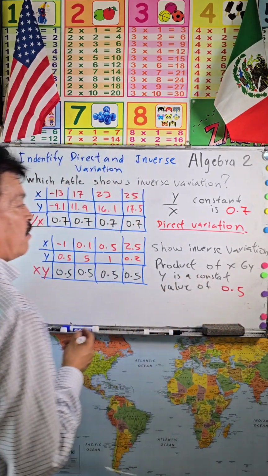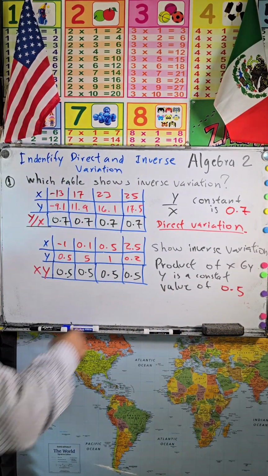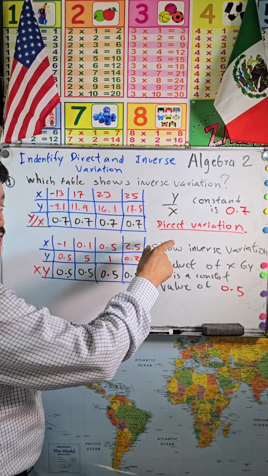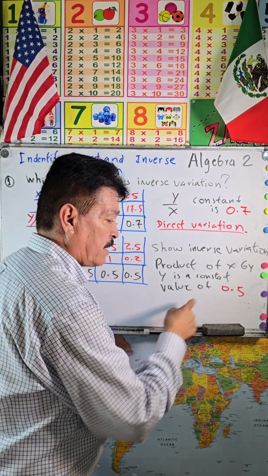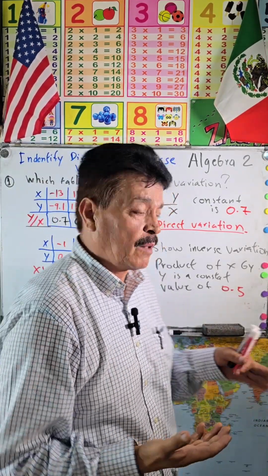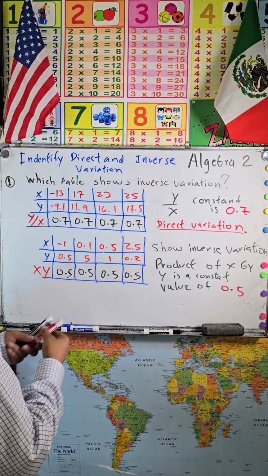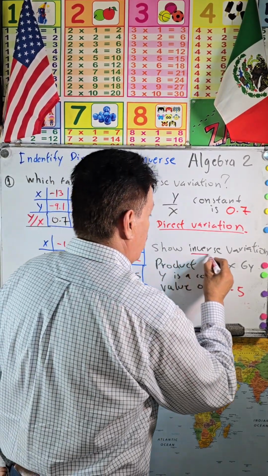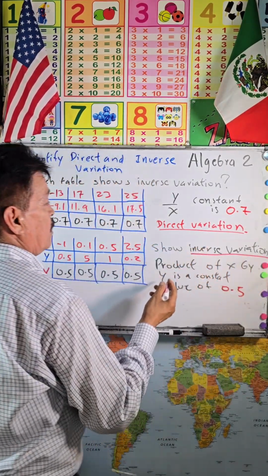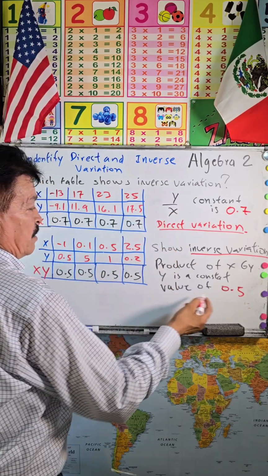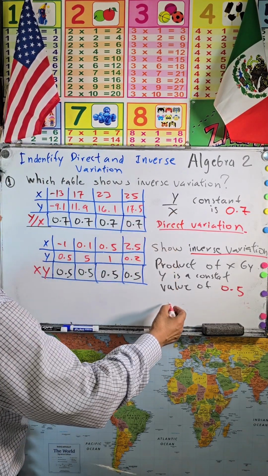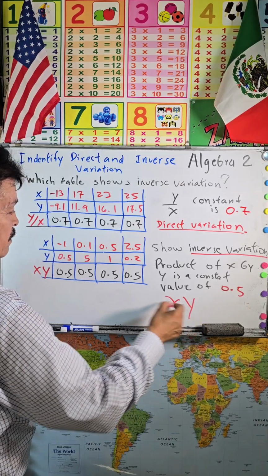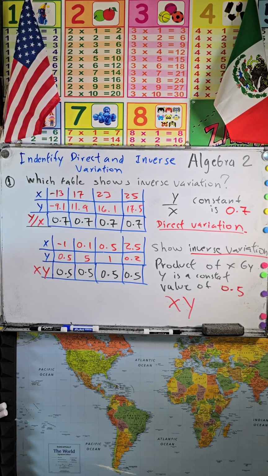Remember the concept I gave to you. When you divide and get the same constant, then it is direct variation. But when you multiply and get the same number, one constant, then it's inverse variation. This is direct variation, this is inverse variation. Here let's write the formula, x times y. Then it's right there. That's it.